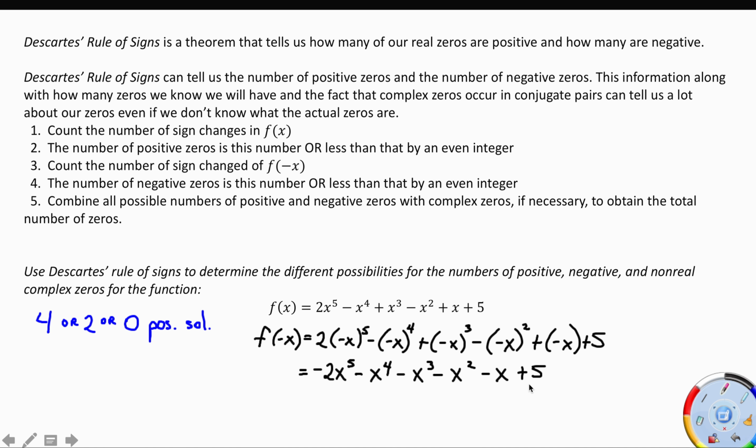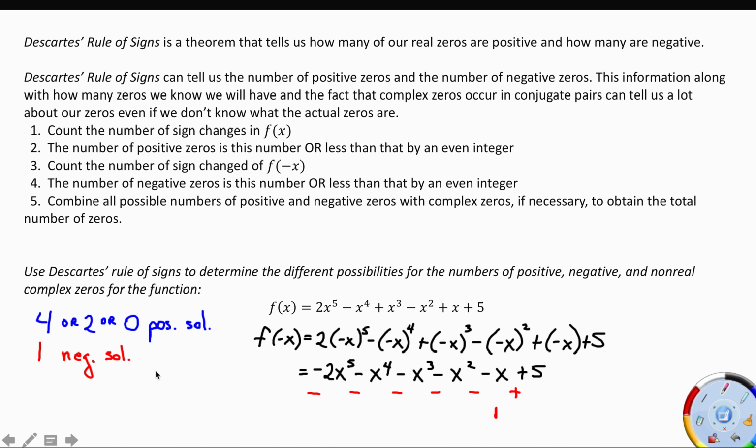And then count the times this changed signs. Okay, so first we have a negative, and then a negative, another negative, another negative, another negative, and a positive. This only changed signs one time, telling us there is one negative solution. I already am at the 0 or 1, so I don't have to go down by 2.